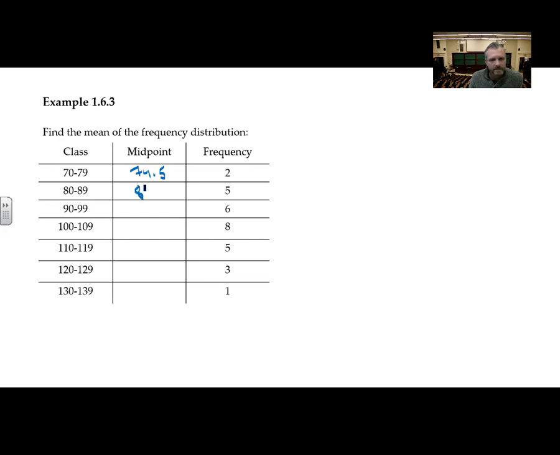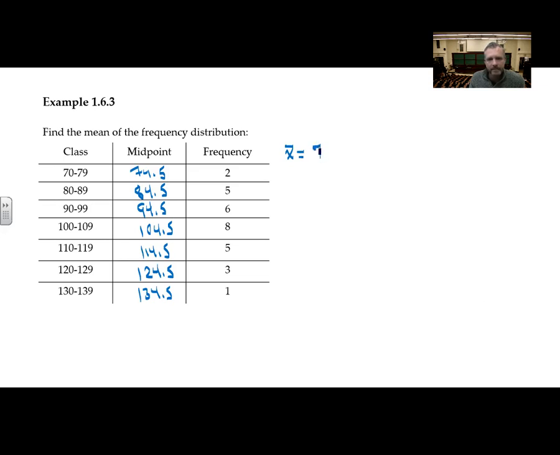And then 84.5. And you guys get the gist, right? 104.5. 114.5. 124.5. And 134.5. Okay. And so our mean of this frequency distribution will be the following sum.